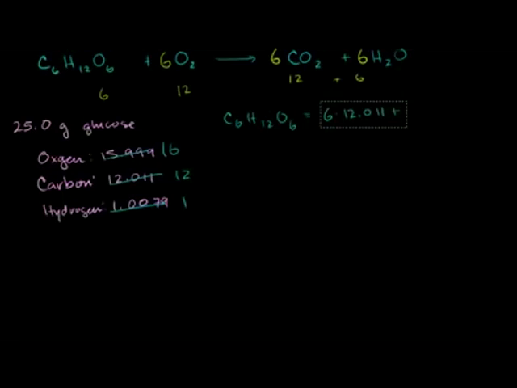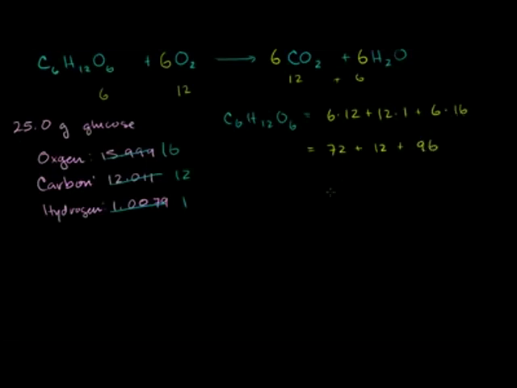Let me clear this. So the atomic weight of glucose is 6 times the atomic weight of carbon, 6 times 12, plus 12 times the atomic weight of hydrogen, 12 times 1, plus 6 times the atomic weight of oxygen, 6 times 16. So what is this? This is equal to 72 plus 12 plus 6 times 16, which is 60 plus 36, so it's 96.